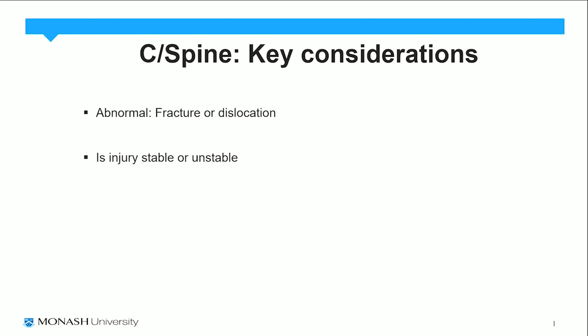So when you look at the C-spine, the key consideration, is it abnormal? And if it's abnormal, is there a fracture, or is there a dislocation, or is there a fracture and a dislocation? So you want to determine whether the injury is stable or unstable.